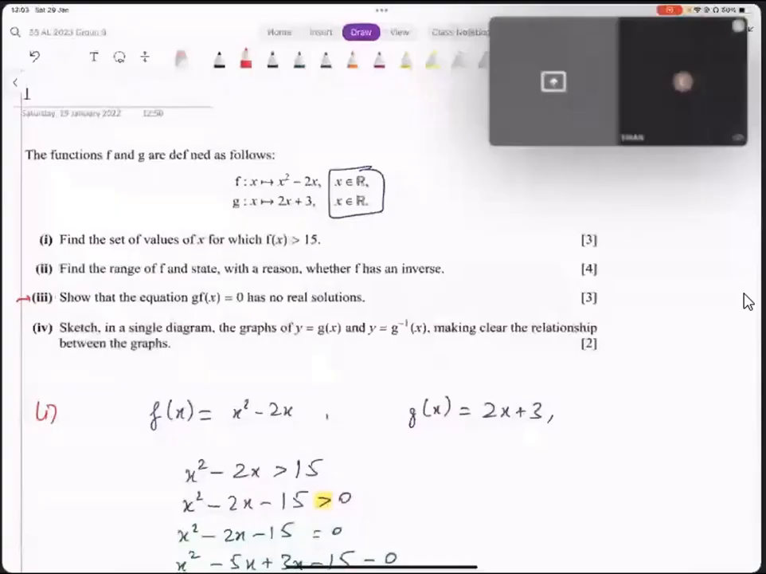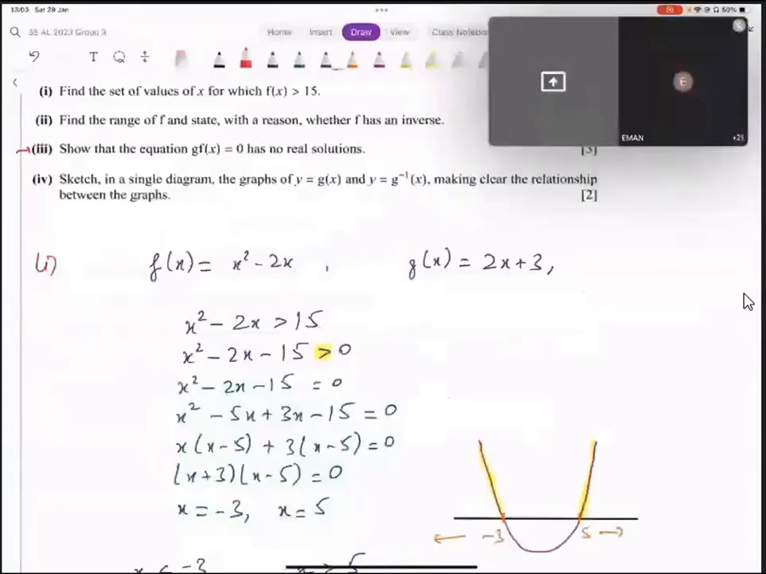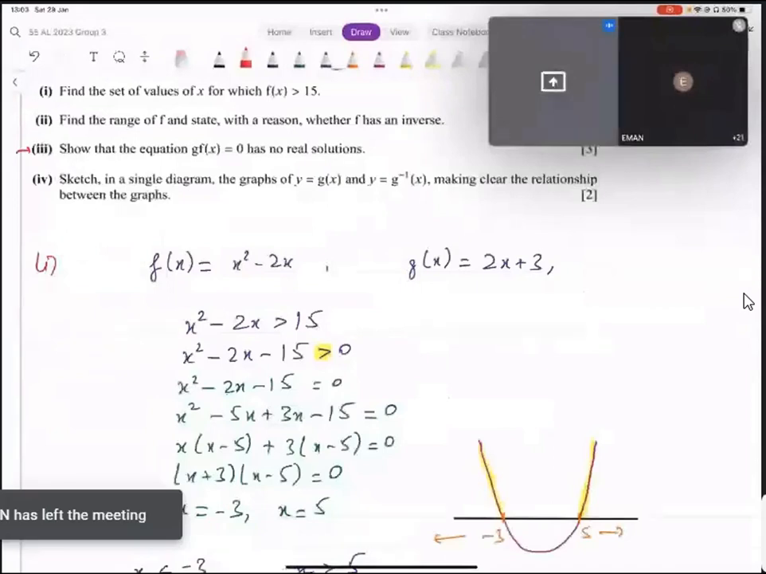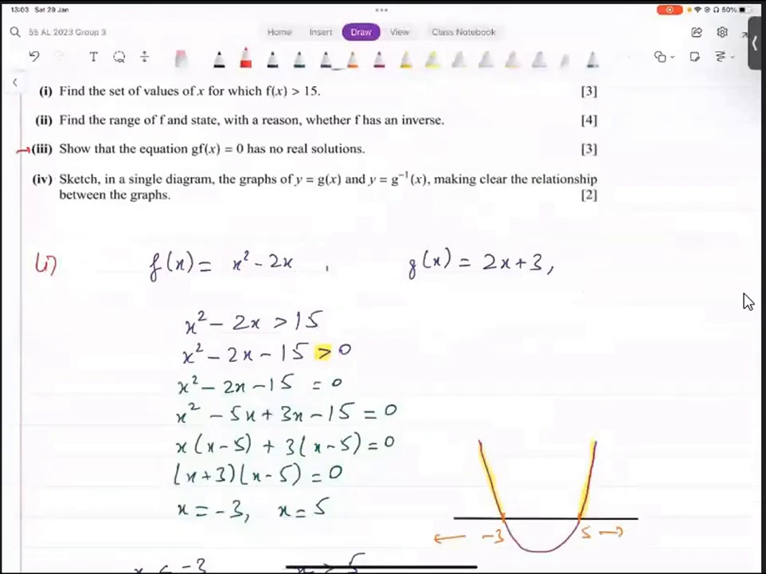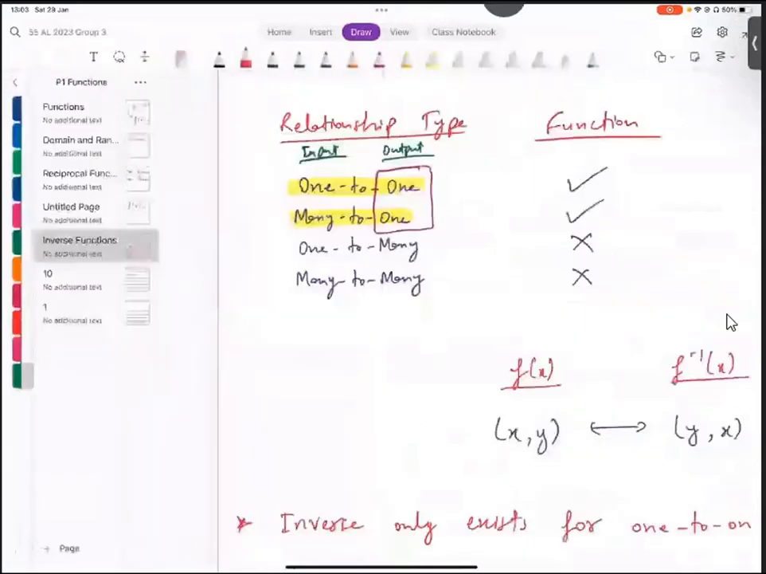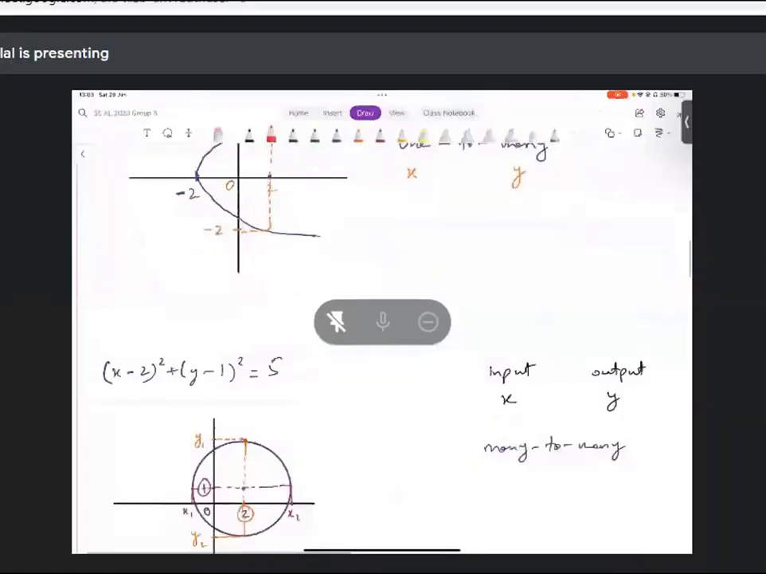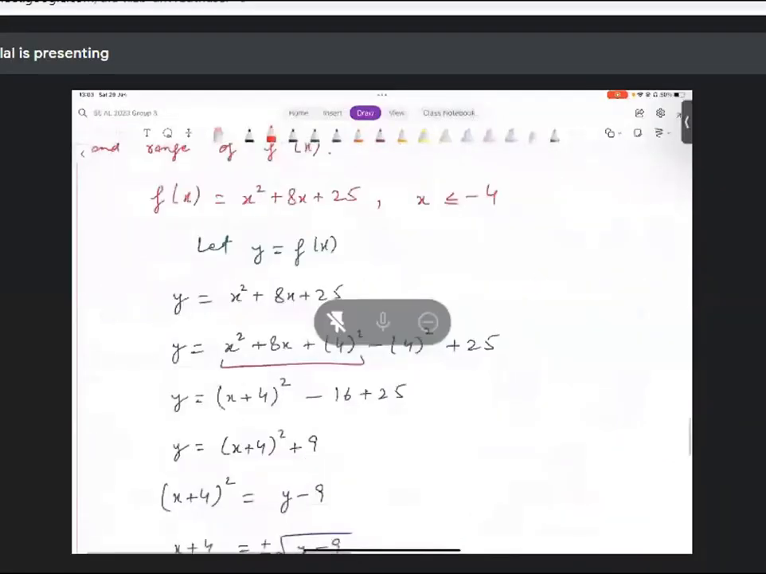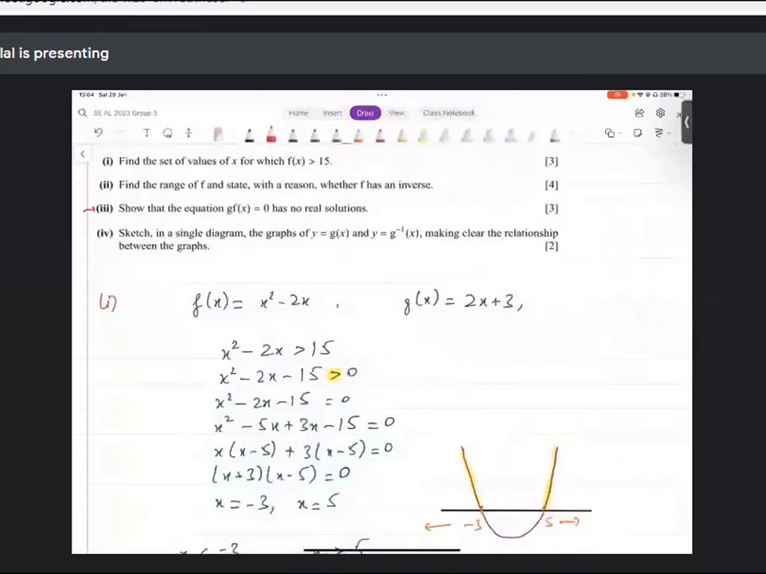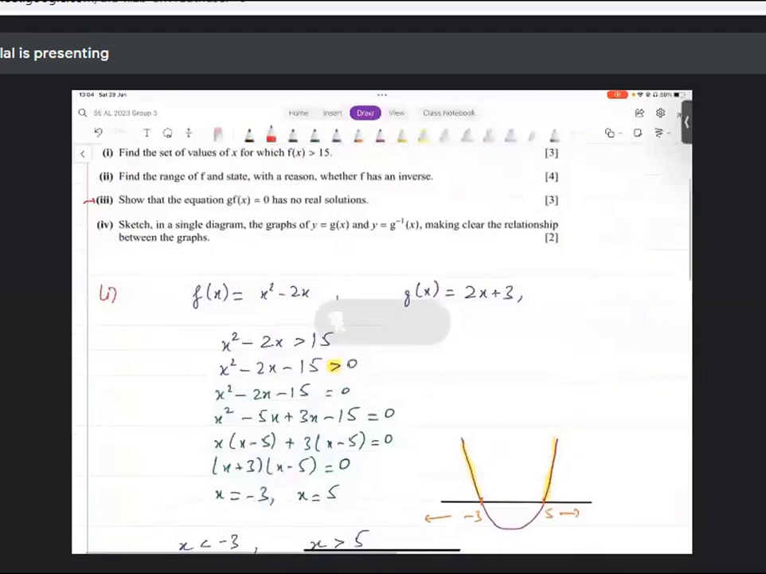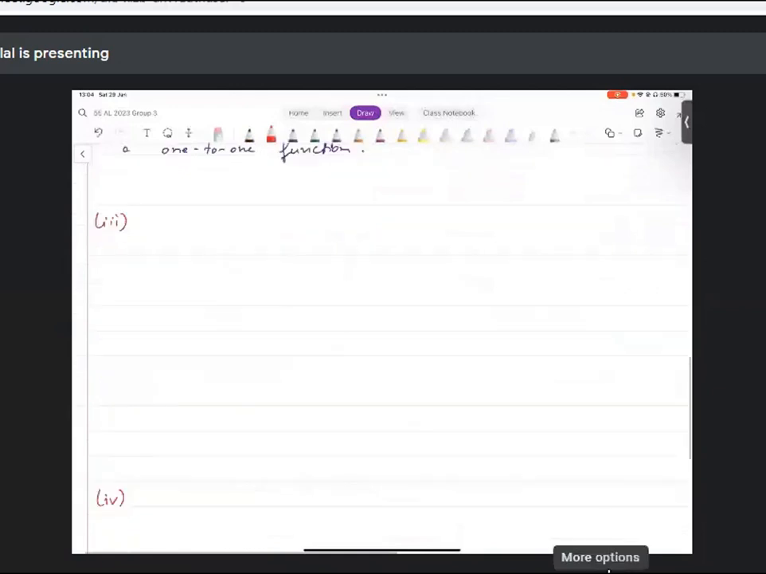Let's look at the last part of this. We have to sketch in a single diagram the graph of y equals g of x and y equals g inverse of x, making clear the relationship between the graphs. Have we sketched any graph until now of an inverse function? We haven't, right? Okay. So that's something that we want to do today. The graph of g of x and g inverse of x. Let's try to make it.